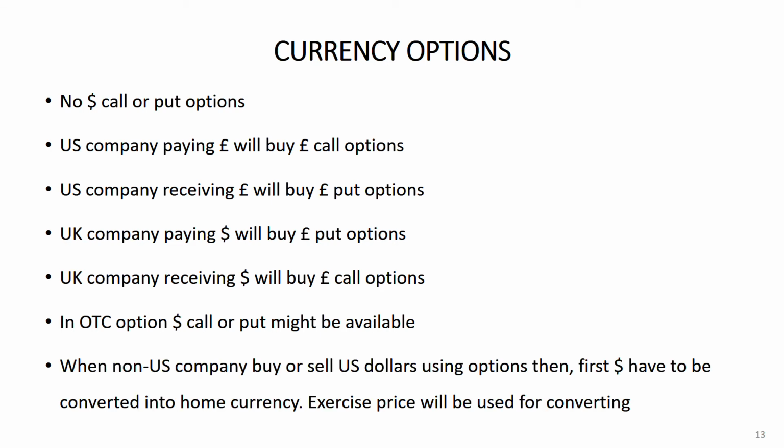And the last thing you need to care about is when a non-US company buys or sells US dollars using options. What do you need to do? First, the dollar amount has to be converted into home currency. This you need to know. This is a non-US customer. Let's say a UK company wants to sell in US dollar or buy US dollar, because it is paying or maybe receiving in dollar. That time the dollar amount first needs to be converted into home currency. And when you convert that into home currency, which rate do you have to use? Exercise price has to be used for converting.